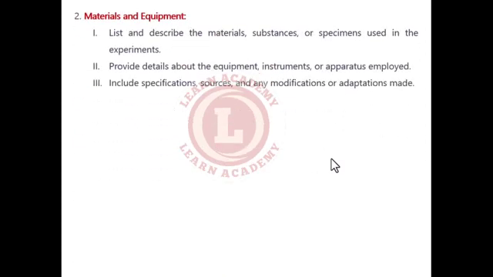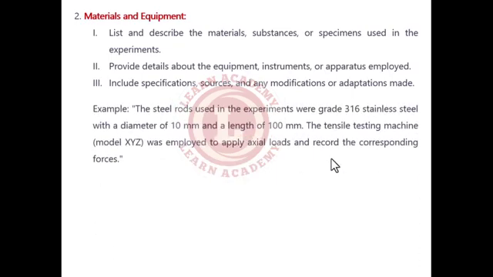Then we have materials and equipment. You list and describe the materials, substances, and specimens used in the experiment. Then of course you could provide details of the equipment, instruments, and every other apparatus that you use, including their sources, specification, or modifications as the case may be.